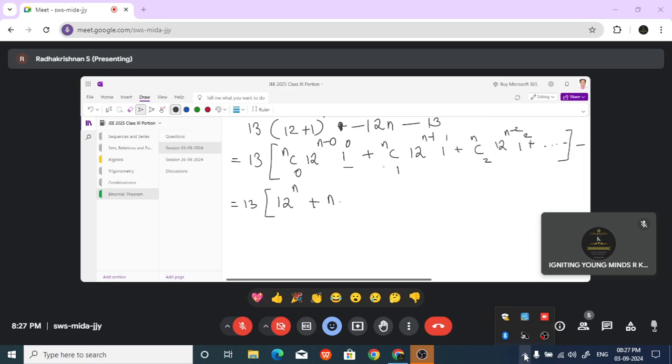Plus n into nC1, that is n, into 12 power n minus 1. I'll leave it as it is, into 1, so 1 power 1 is 1. So this is nC2 into 12 power n minus 2. Again 1 square is 1, so we can leave it out, and so on.